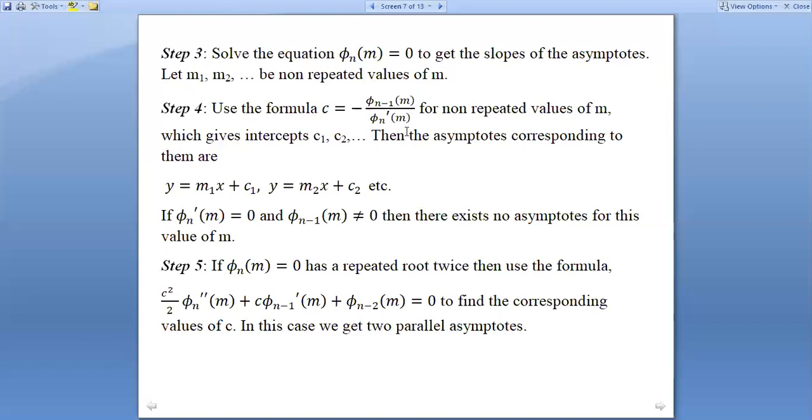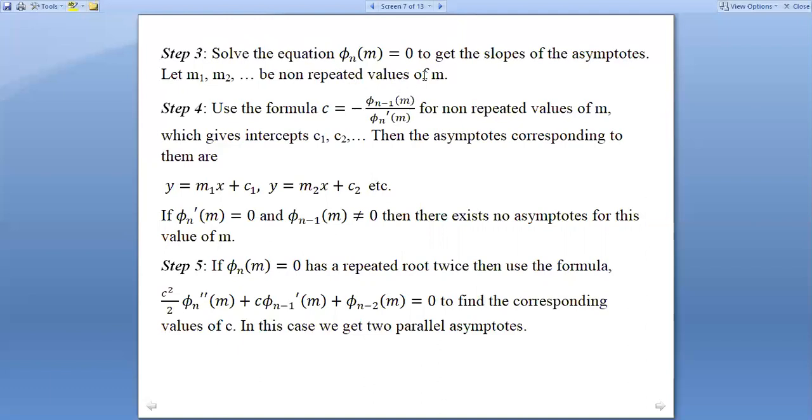If phi n dash of m is equal to 0 and phi n minus 1 of m is not equal to 0, then there exist no asymptotes for that particular value of m. If phi n of m equal to 0 has a repeated root twice, in this case you had a non-repeated root.